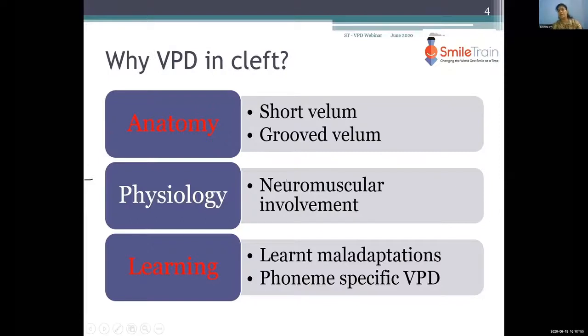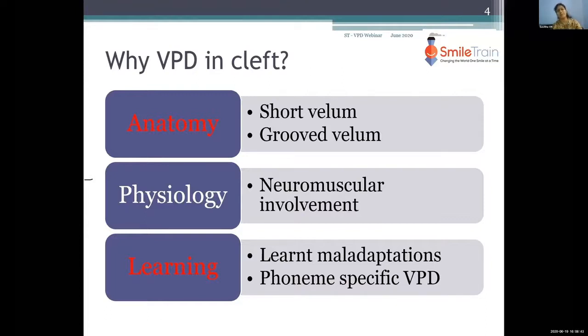Now, why are we talking about velopharyngeal dysfunction in cleft? It's predominantly because of anatomical deviations to the velopharyngeal port. Such velopharyngeal dysfunctions are what we commonly hear of as velopharyngeal inadequacy or velopharyngeal insufficiency, wherein following the repair of the palate, because of a short velum or a grooved velum, or because of structural deformities in the velum, the velopharyngeal port is unable to do its job. That's the concern that we face predominantly in individuals with cleft lip and palate, especially the isolated clefts.